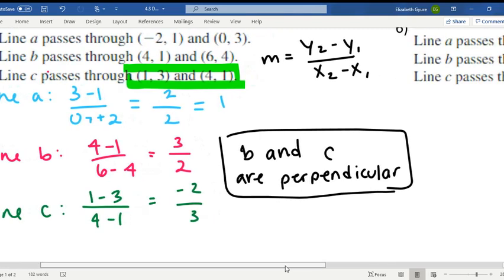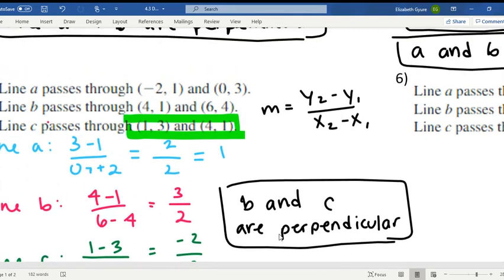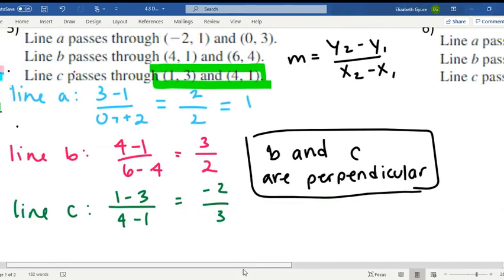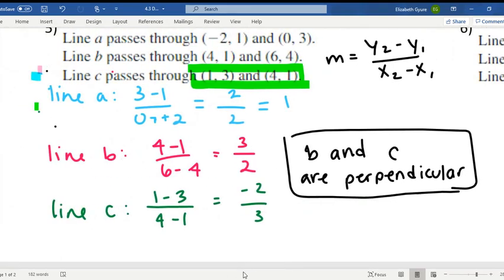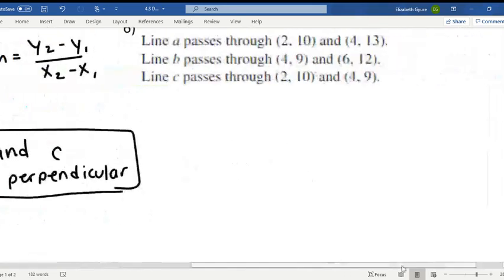I want you guys to try out number 6. Oh yeah, what's up, Dallas? So yeah, in order for them to be perpendicular, Dallas, one has to be negative and one has to be positive. Yeah, that's required. And then they have to be flipped around. So if one of them is 3 over 2, the other has to be 2 over 3. Or if one is 5, the other one has to be 1 over 5. Does that help a little? Okay. All right. Try out number 6, guys.